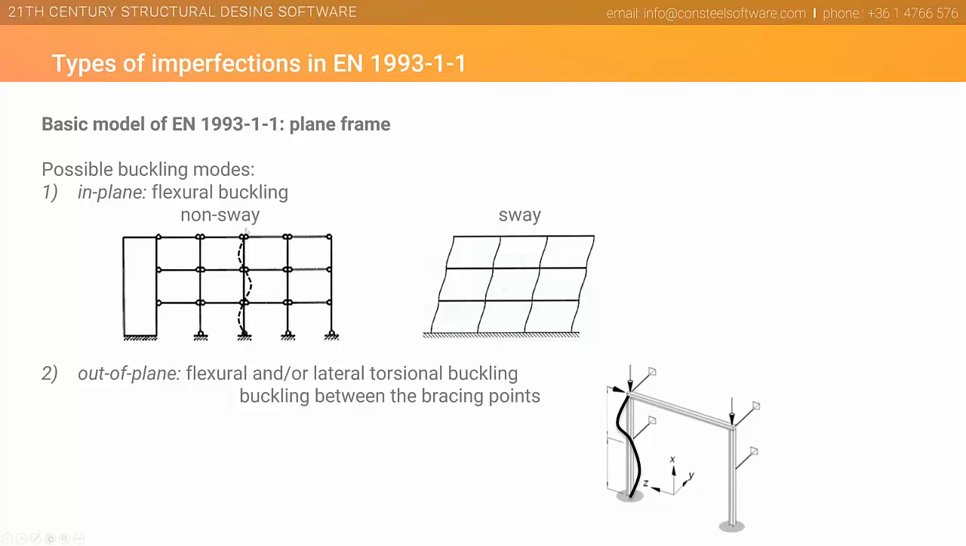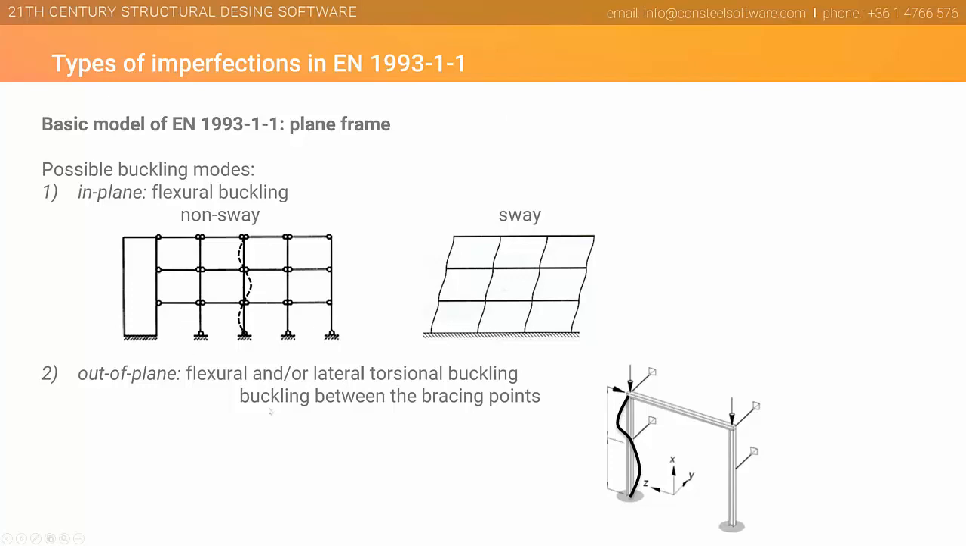The non-sway modes are when the plane frame is braced in the plane as well, not only out of plane but in the plane, and then the nodes cannot move because those are braced. So in plane, buckling can happen only between the nodes. And swaying, if it is not braced in the plane, so the nodes can move laterally in the plane of the frame. So this is the swaying mode.